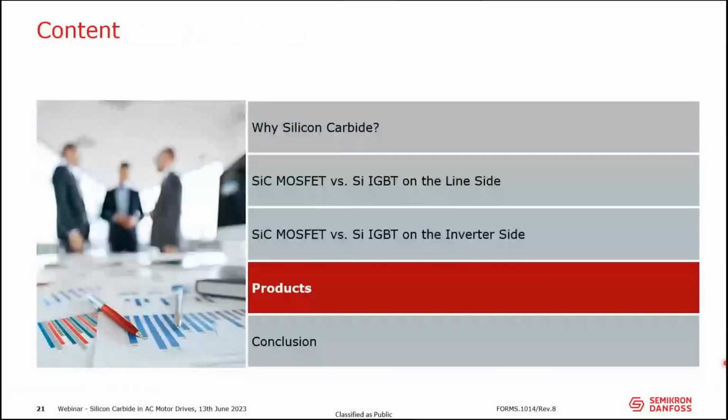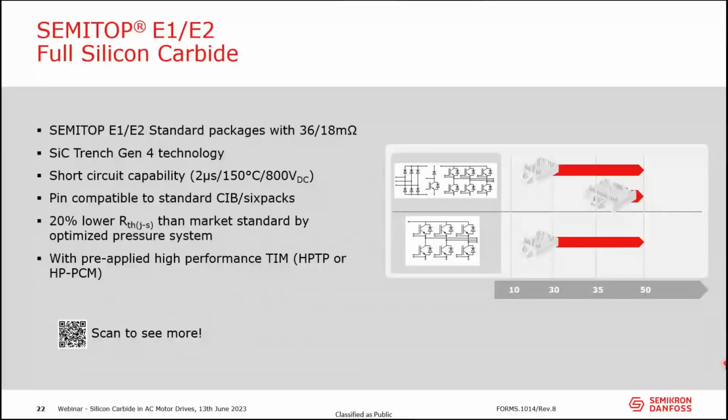The products, it's actually only one slide. What you see here is the Semitop E1, E2. That's our equivalent to the Easy packages, market standard package. And what we are preparing here, which is ready to be sampled, are packages in CIB configuration, pretty standard in drives, and also 6-packs and with 36 milliohm and 18 milliohm.